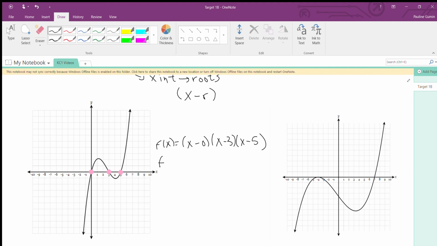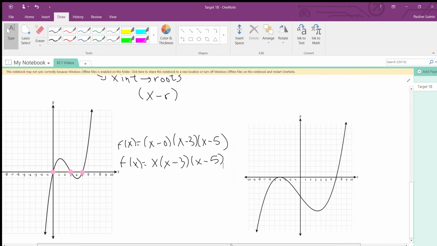Let's write this as f of x equals x, and then x minus 3 and x minus 5. Now that looks way cleaner, way nicer. All right, that's it. We're done with that one. Not too bad, right? Let's take a look at this next one too.